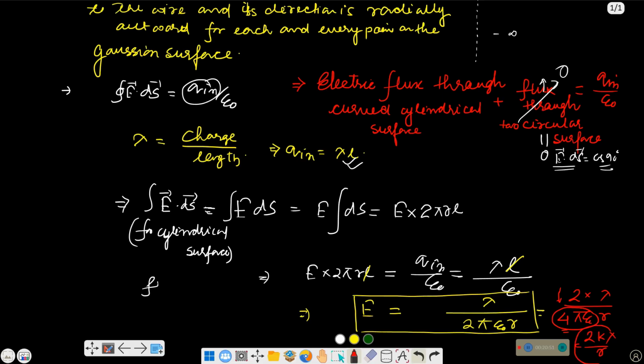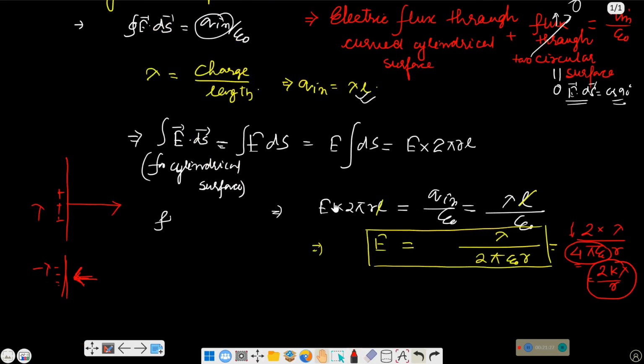So this is the electric field, and the direction is always radially outward from the wire if the charge density is positive, and if the charge density is negative, the electric field will be towards the wire, but normal to the wire in both cases. Okay, so this is our first application of Gauss law. I hope all of you have understood this problem.